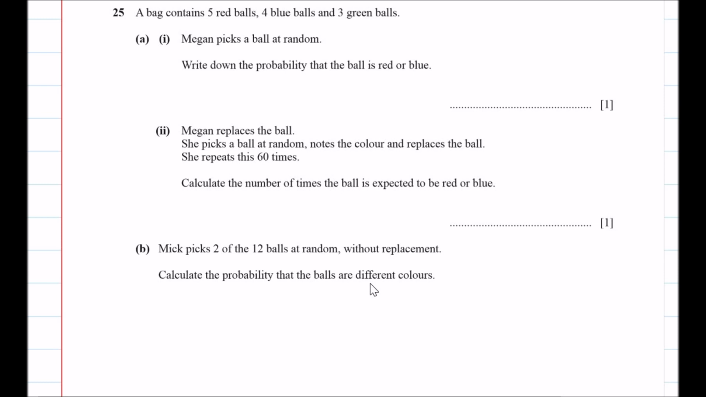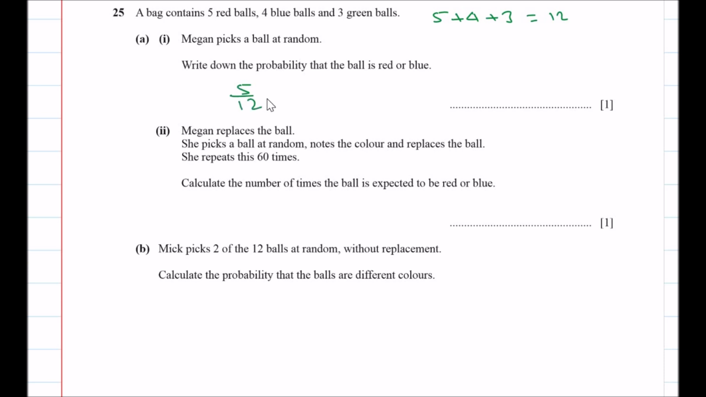Now the last question, question number 25. A bag contains 5 red balls, 4 blue balls and 3 green balls. Megan picks a ball at random. Write down the probability that the ball is red or blue. Red or blue. So for red, how many are there? 5. So 5 out of 12, because 5 plus 4 plus 3, that is 12. So total balls are 12.